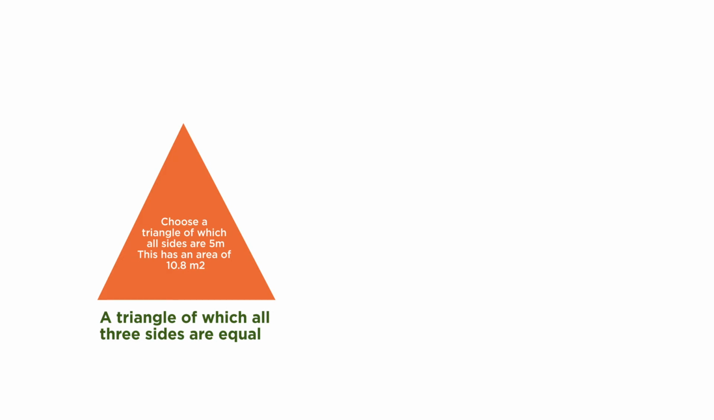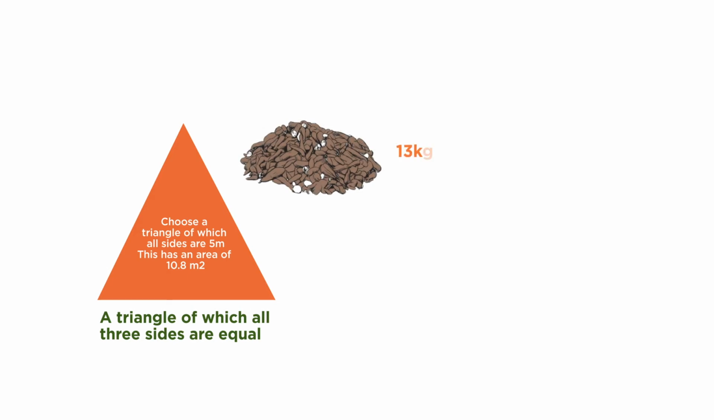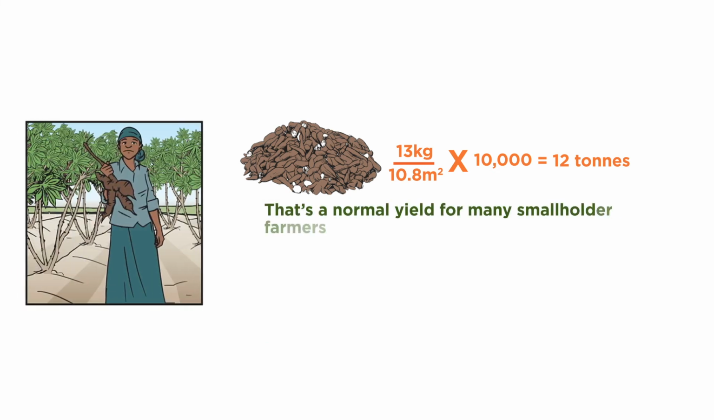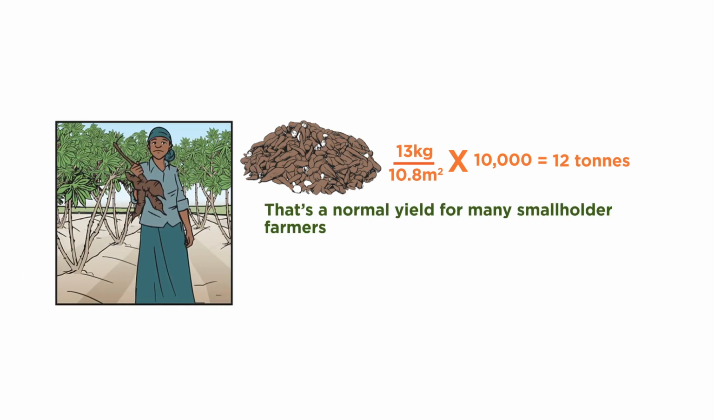Let's look at another example. Say you choose a triangle of which all sides are 5 meters. This has an area of 10.8 square meters. If you harvest 13 kilograms of roots from the triangular area, then your yield per hectare is 13, your kilogram of roots, divided by 10.8, the square meters of the triangle, times 10,000, the square meters in a hectare. That equals 12 tons per hectare. That's a normal yield for many smallholder farmers.